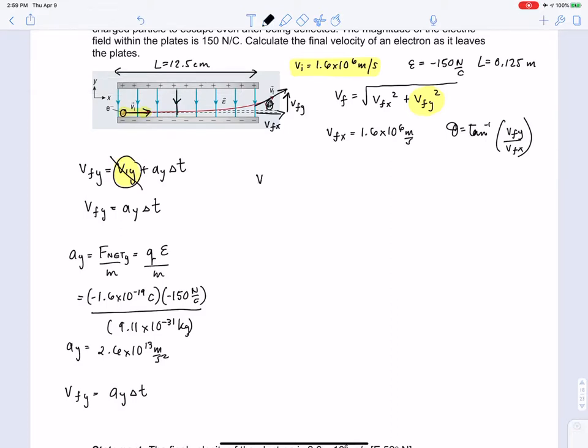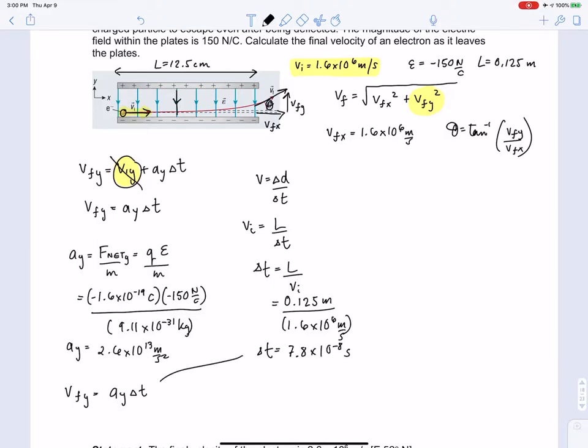Well, speed is equal to distance over time. We know the initial speed. We know the distance is L. Now we've got to find time. So time is equal to L divided by initial speed. So that's 0.125 meters divided by an initial speed of 1.6 times 10 to the power of 6 meters per second. So the time it takes to travel is 7.8 times 10 to the power of negative 8 seconds.